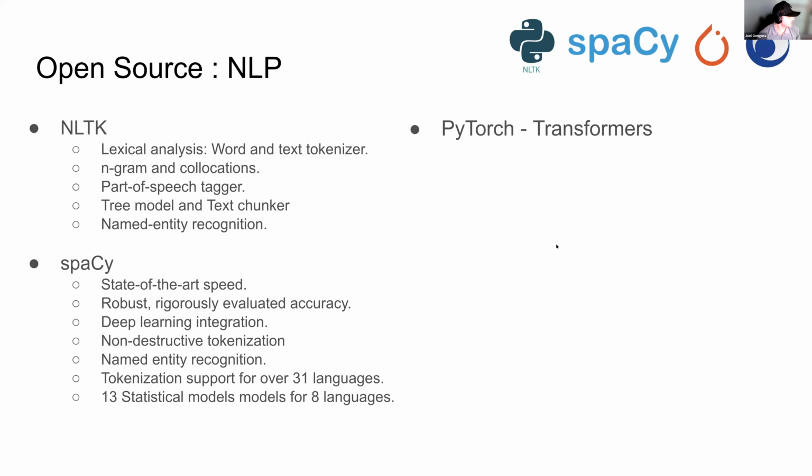spaCy is another one that's really good. State-of-the-art speed, really great for deep learning integration. So if you're going to be using deep learning models, I highly recommend this one. Destructive tokenization for over 31 languages, right? And we have 13 statistical models for those 18 languages.